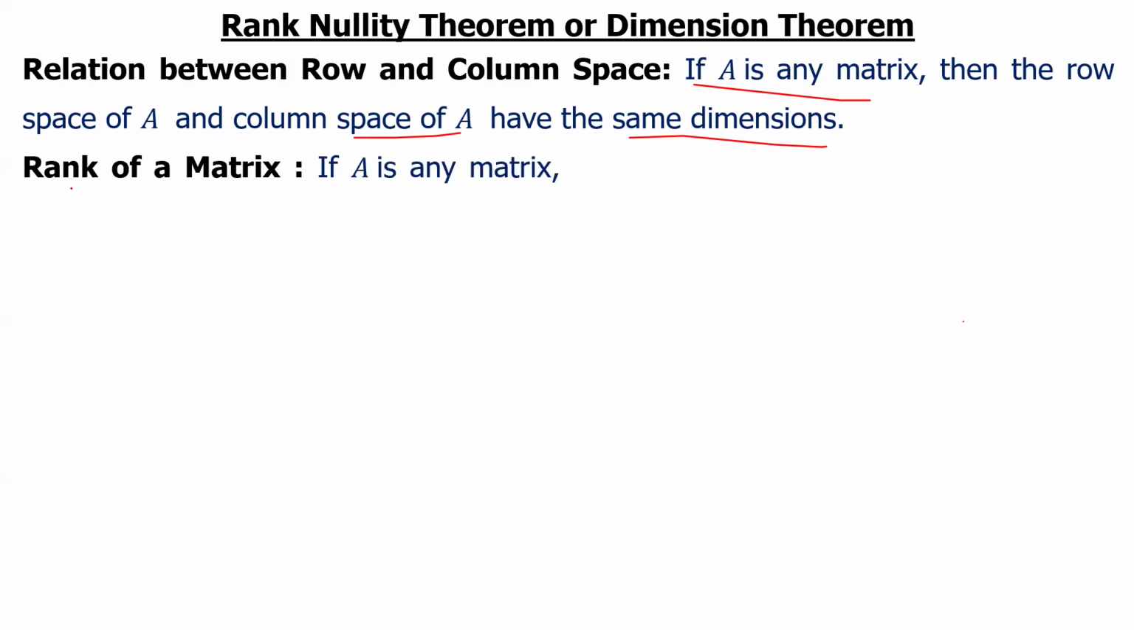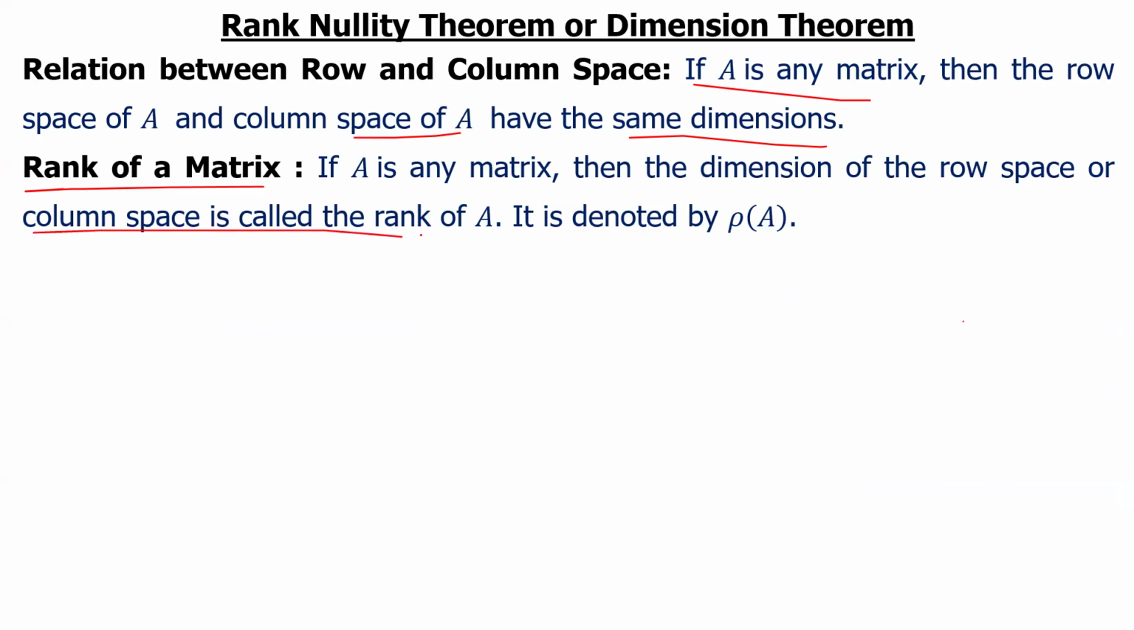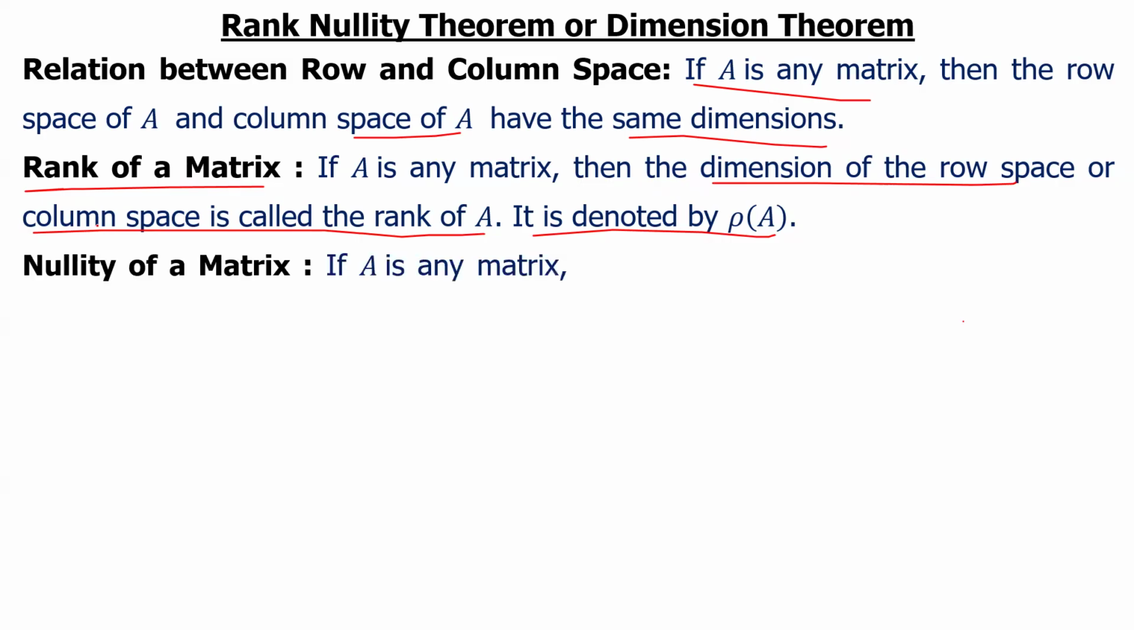Rank of a matrix. If A is any matrix, then the dimension of the row space or column space is called the rank of A. It is denoted by rank of A. Here, the rank of A is determined by the dimension of the row space or the dimension of the column space.